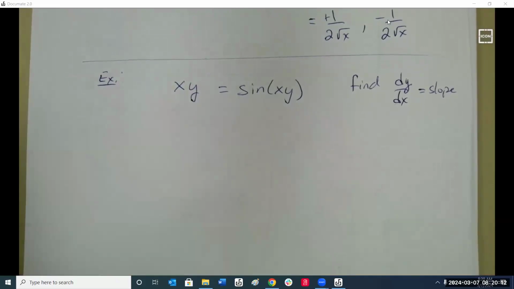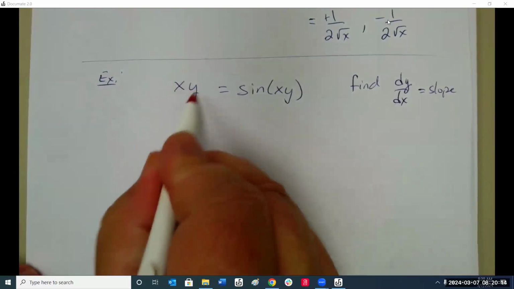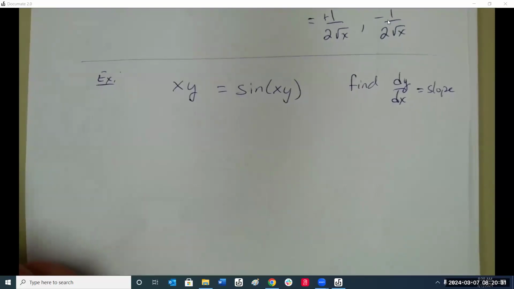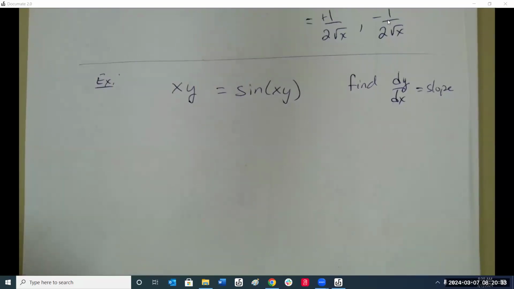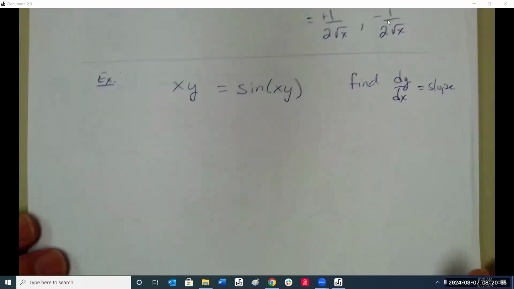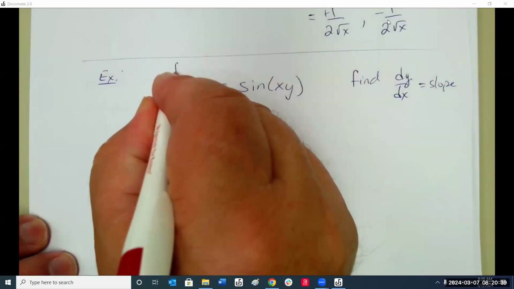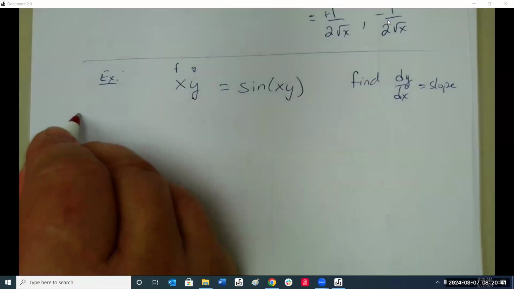Take the derivative of both sides. What do we have to do to take the derivative of this side? Which method are you going to use? Yes, you're absolutely correct. It's the product rule because it's x times y. So this is your f and this is your g.